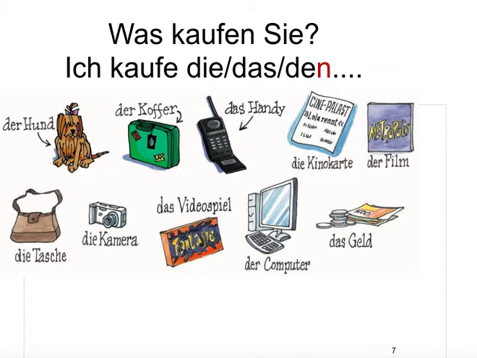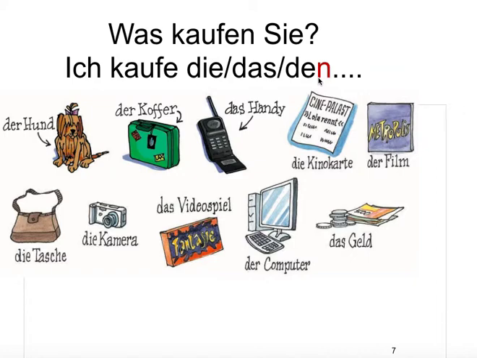For example, was kaufen Sie? What do you buy? Well, whatever you buy will be a direct object, and therefore you will have to use the accusative. And here you have a sentence that tells you how it could work. Ich kaufe die, a feminine object. Ich kaufe das, a neuter noun. Ich kaufe den, a masculine noun.